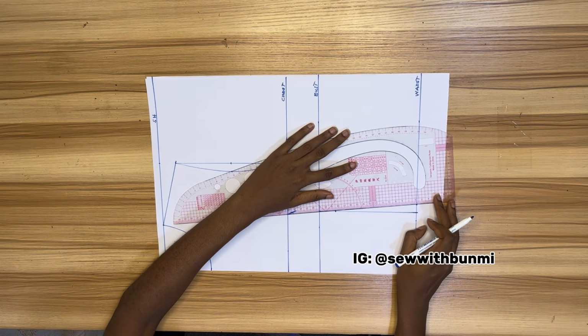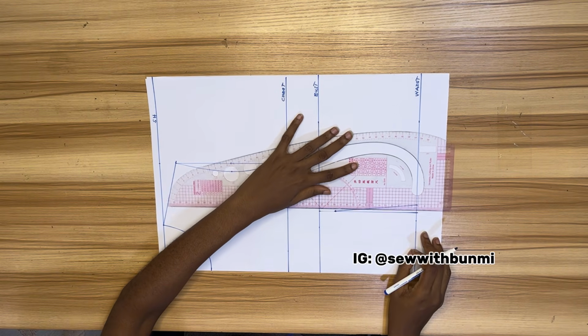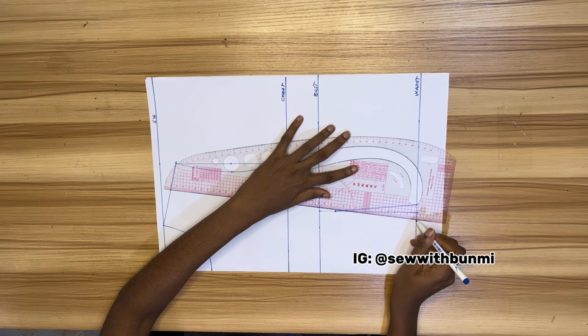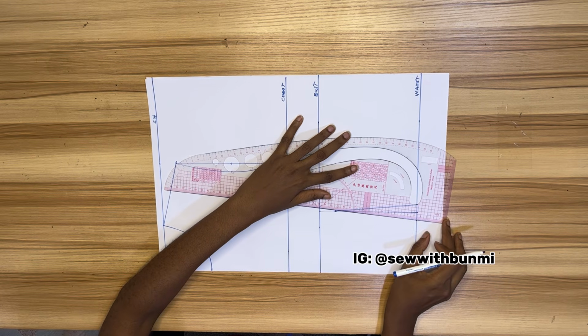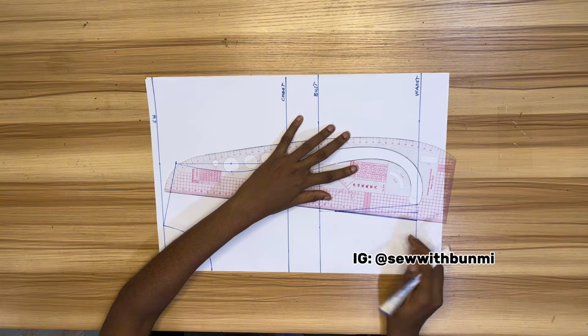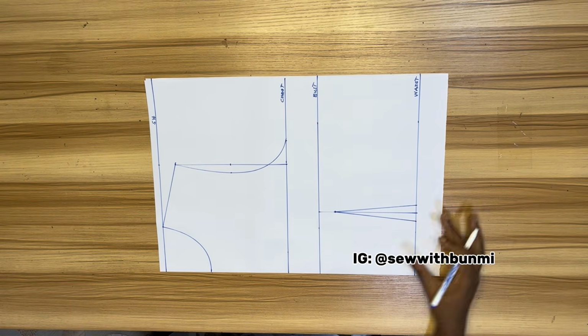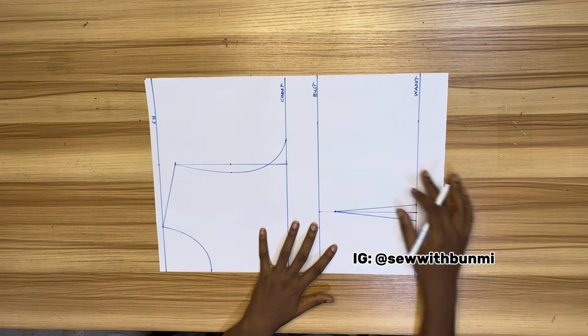Our dart doesn't get to the bust point. Who can tell me why in the comment section? Let me give it some seconds before I see the answer. Alright, so the reason why our dart doesn't get to the bust is that you don't want the bust area to be pointy. That's why we always come down 1 inch from the bust area.